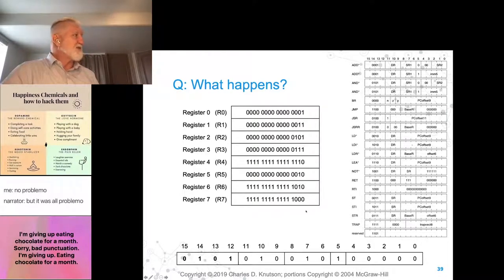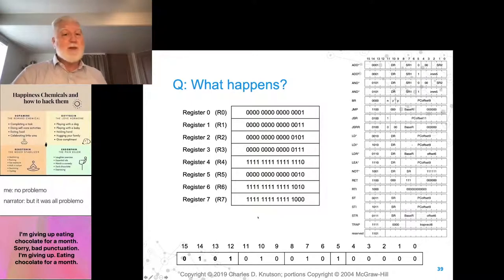Those are just the registers. That's just random values that happen to be in the registers. Over here is the cheat sheet, just to make everything easier for everybody, so you don't have to keep looking it up. And here's the instruction. The question is, what's going to happen?